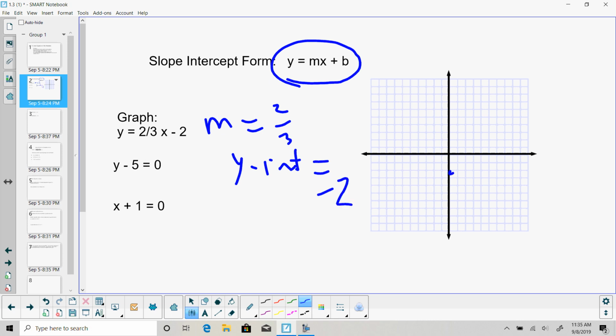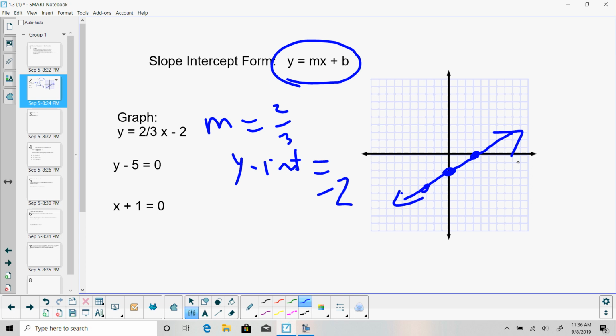To graph that, we would put a little point at that y-intercept and move according to the slope. So we go up 2 and to the right 3, that puts us right here, or down 2 and to the left 3, that will put us right here, and then we can draw our line like this.